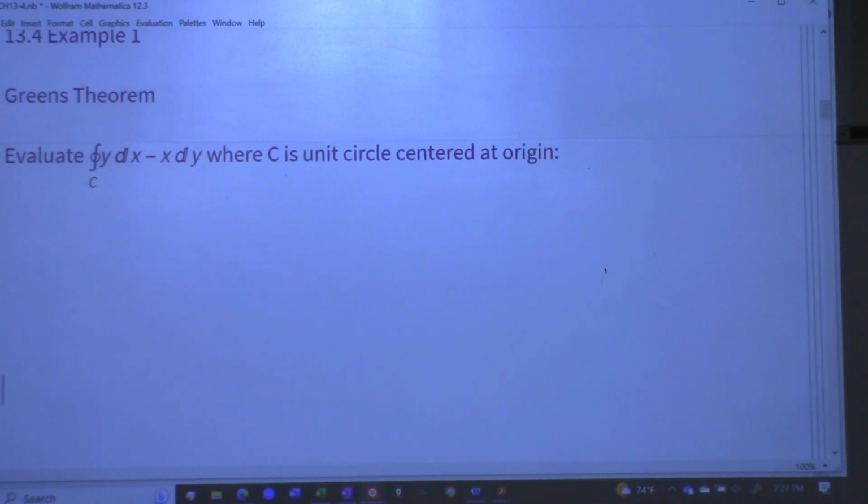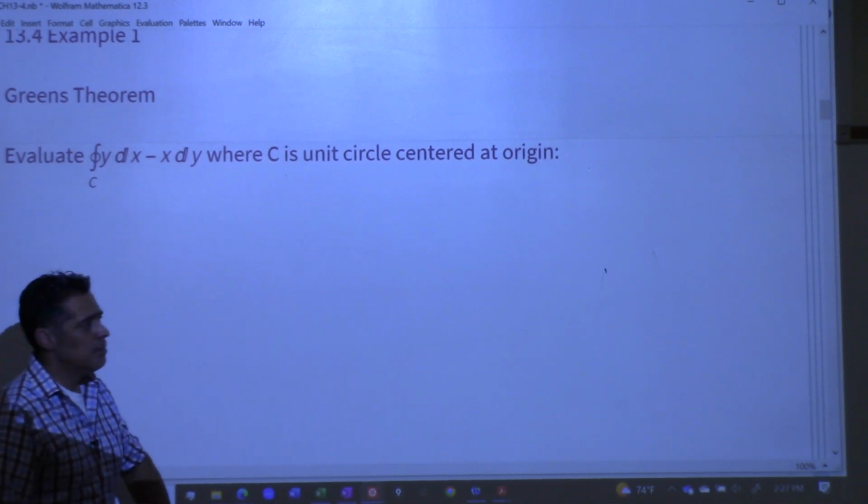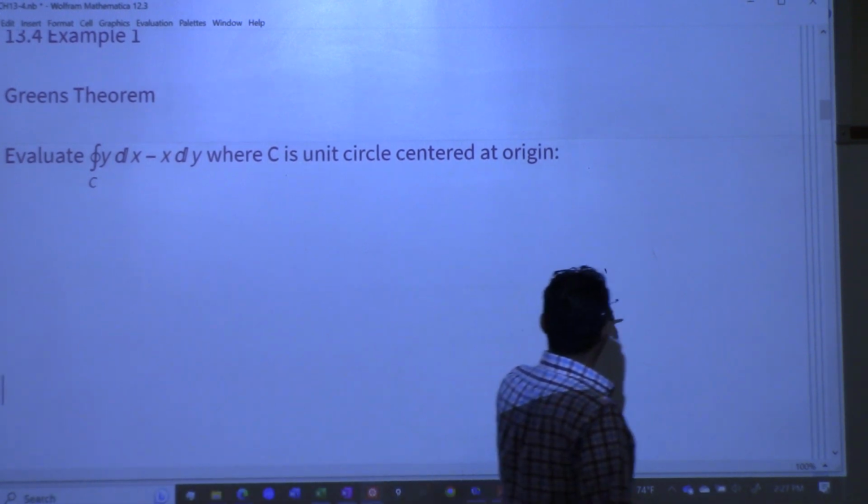Let's evaluate this. We're going to do this two different ways. I'm going to do the hard way first, that's before Green's theorem. Then I'm going to do it the easy way now that we have Green's theorem. So evaluate this, where C is the unit circle centered at the origin. So let's see if you remember how to do this.